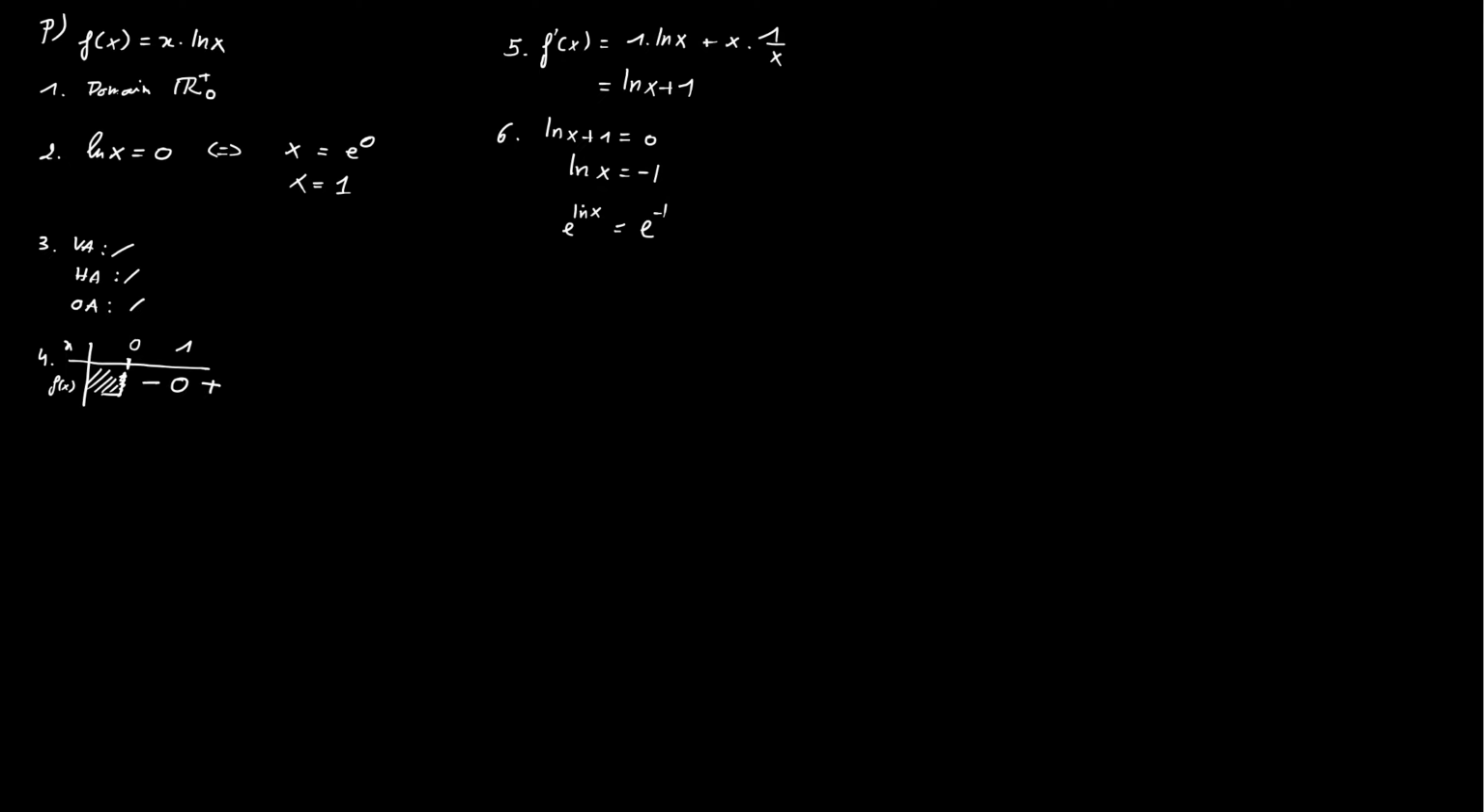We can cancel these things out, and we get x is equal to e to the power of negative 1, or in other words, x is equal to 1 over e. So that's going to be the root of our first order derivative, right? Okay, then we can investigate the sign of this.